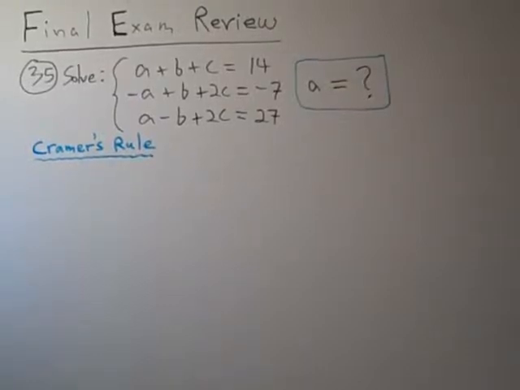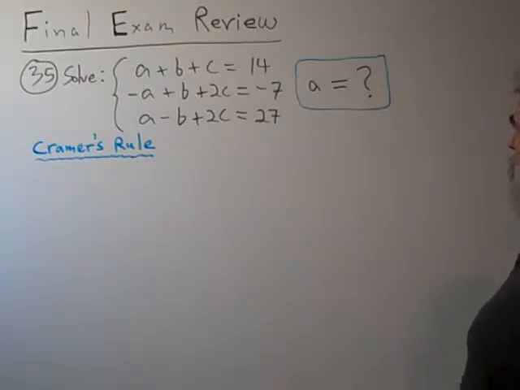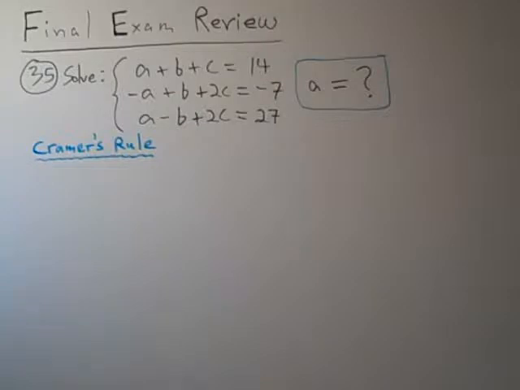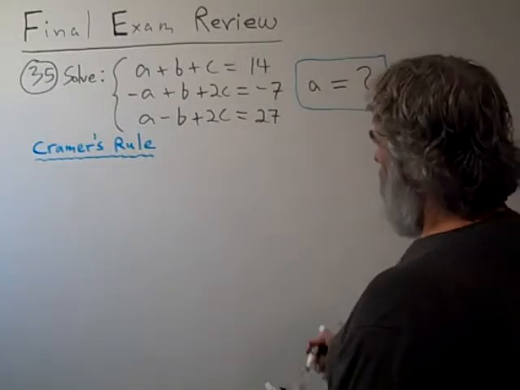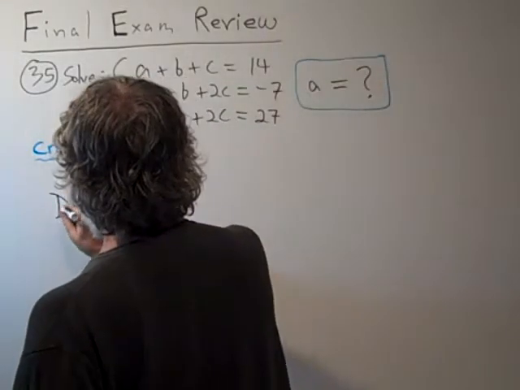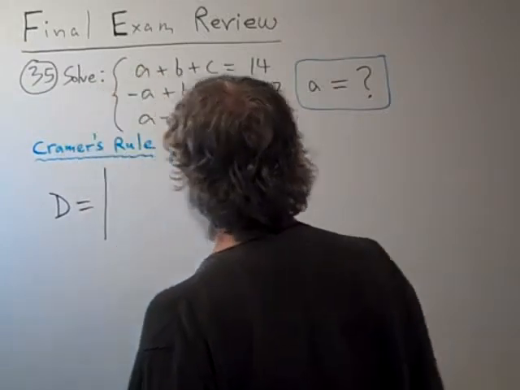Here we're given a system of three linear equations with three unknowns, and we're asked to solve for A. So I'm going to use Cramer's rule for this one. Cramer's rule involves first computing a matrix determinant D.